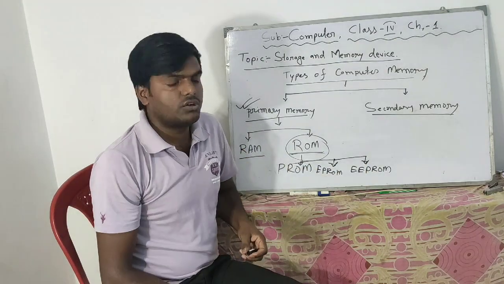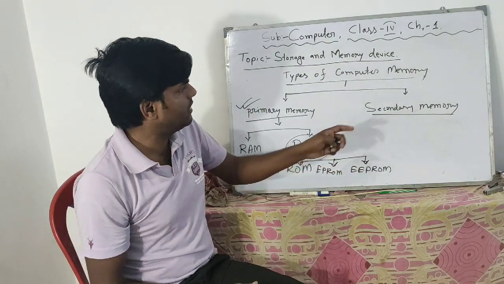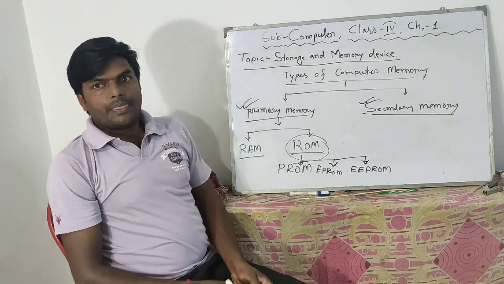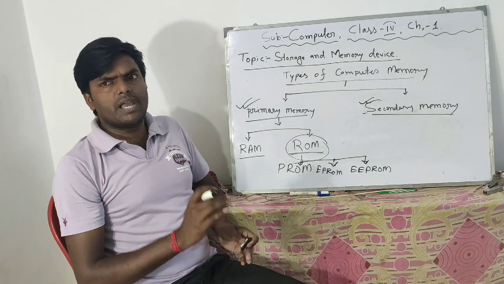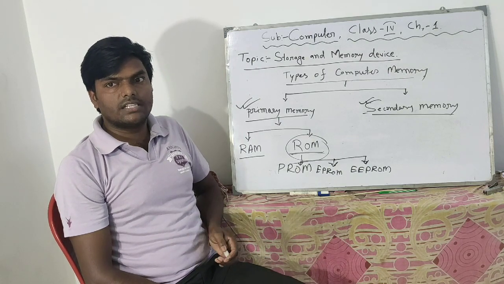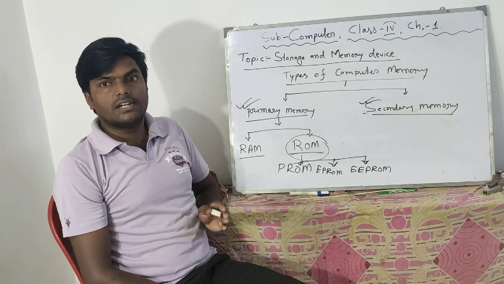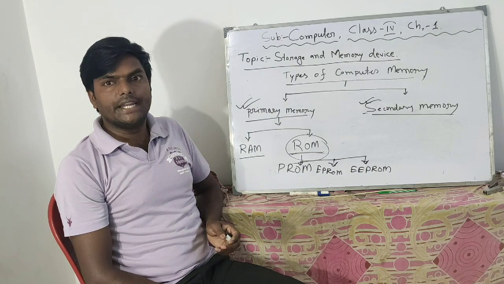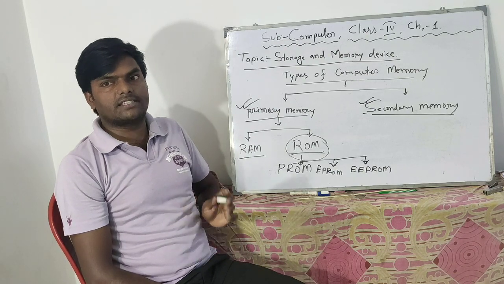Okay, next part we'll go to secondary memory. What is secondary memory? Secondary memory is also called auxiliary memory. This memory is slower than the primary memory. The data or instructions are stored permanently. The CPU does not directly access this memory. The content of secondary memory needs to be first moved to the main memory for the CPU to access.